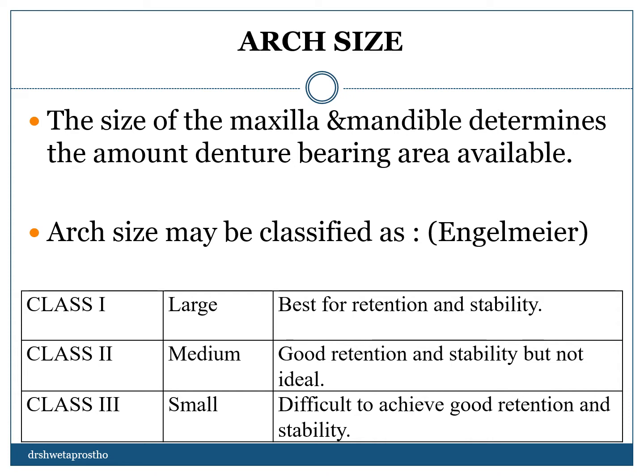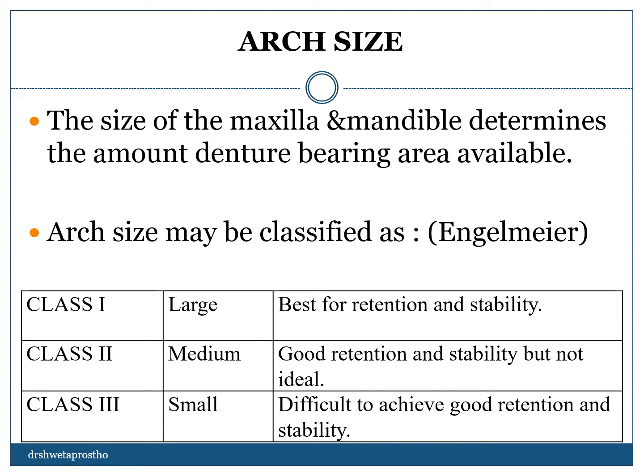Arch size. The arch size of the maxillary and mandibular dental arches determines the amount of denture bearing area available. The average denture bearing area for the edentulous mandible is 14 cm square, whereas for the edentulous maxilla it is around 24 cm square. So the larger the size, the better the retention and stability. Engelmeyer classified this into three classes: class 1 large, class 2 medium and class 3 small.